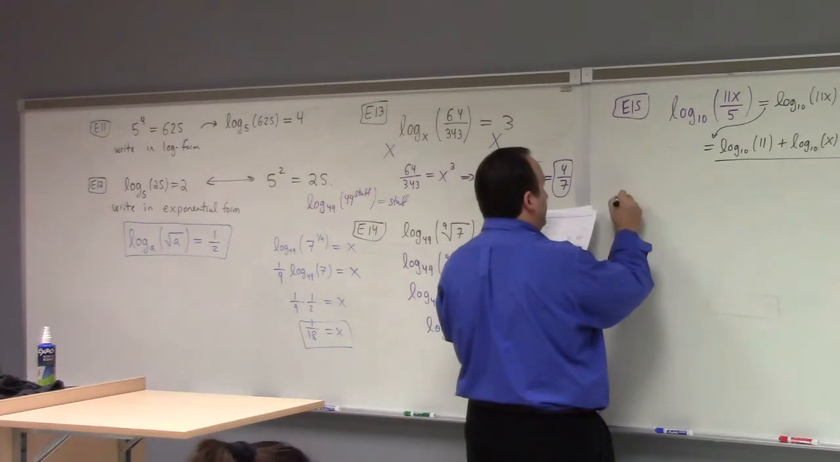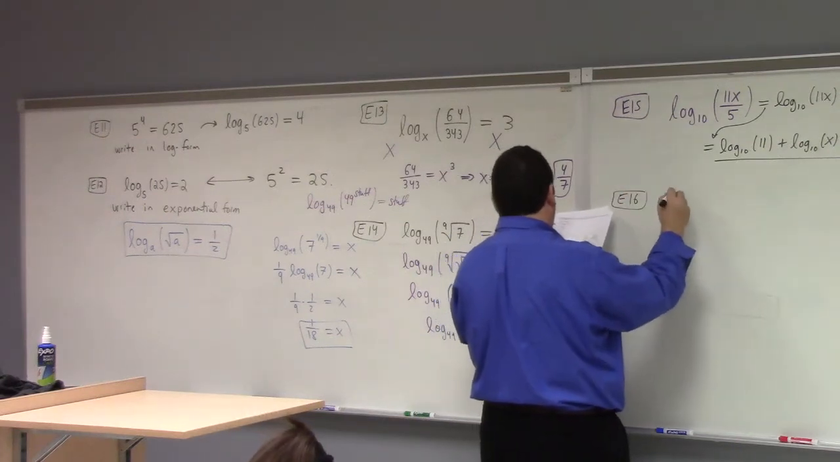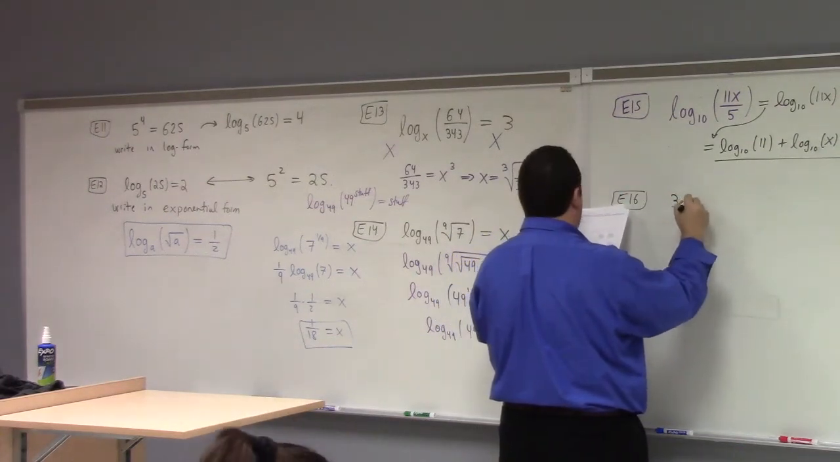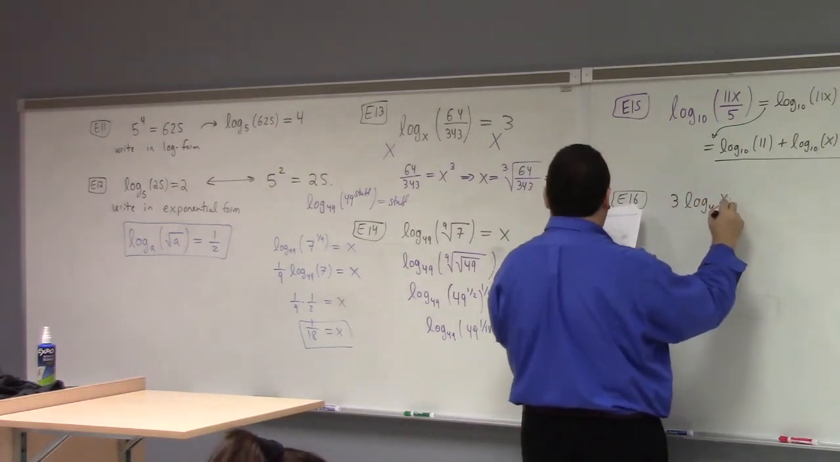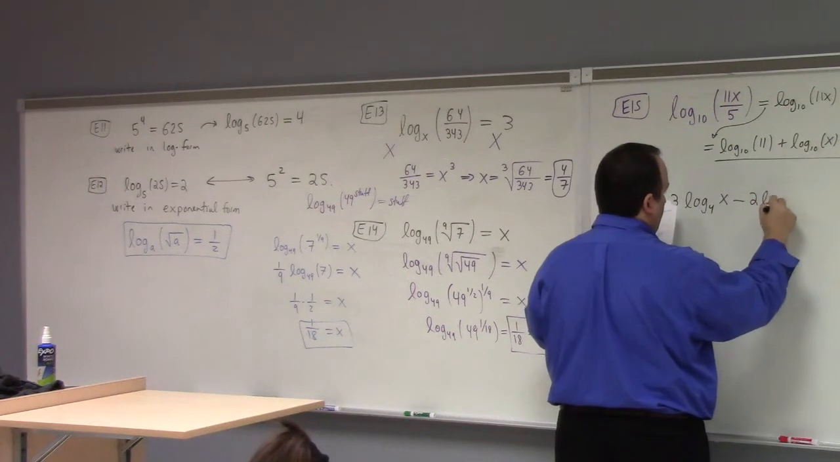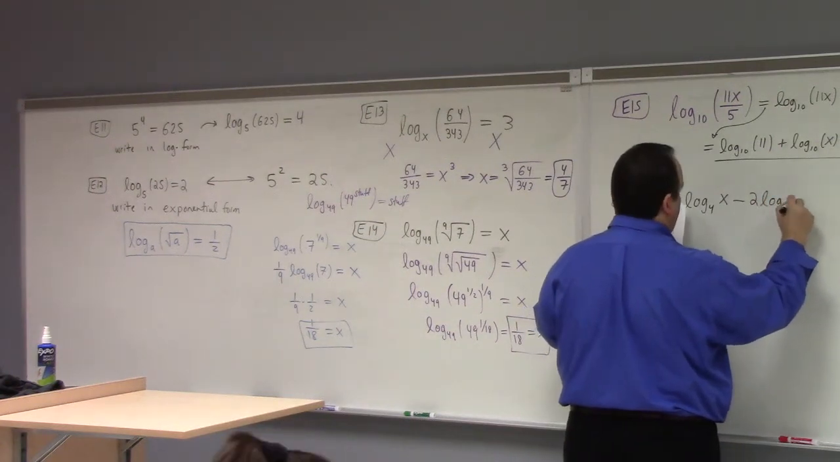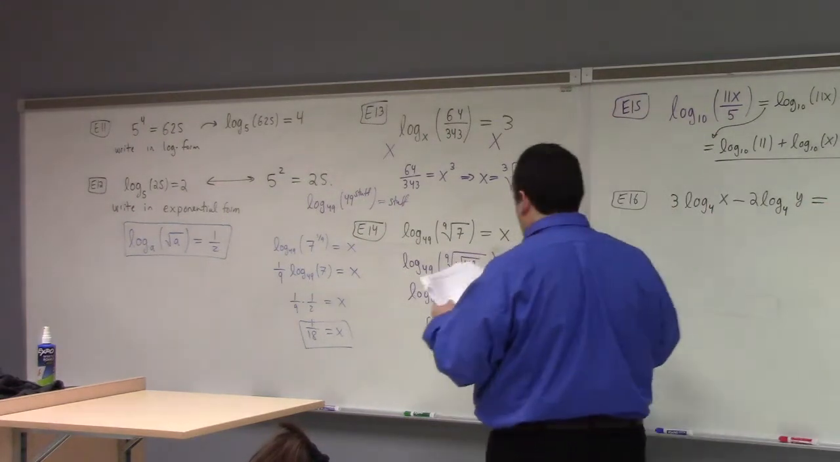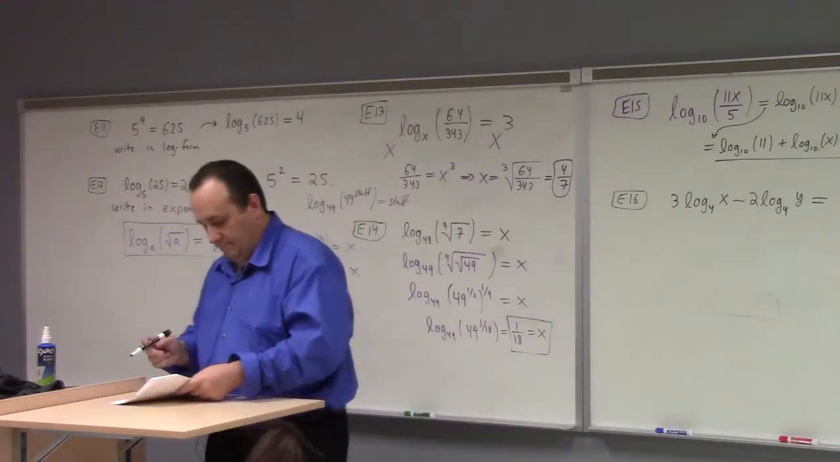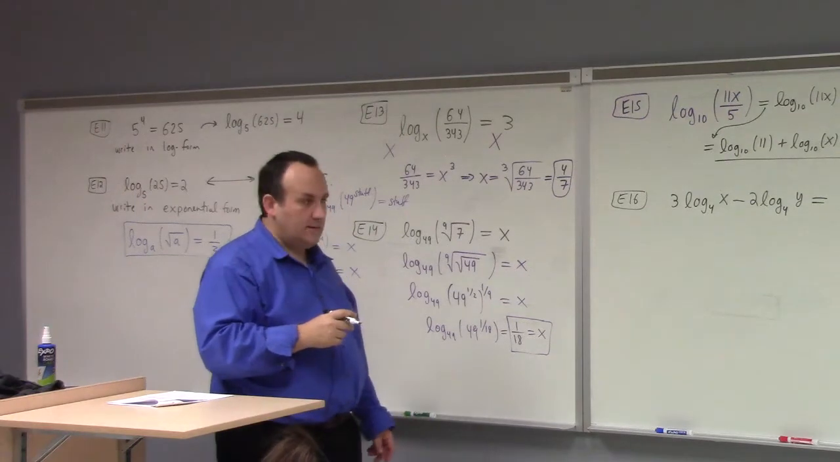There's another one here that goes the other way. So here they start with it expanded: 3 log base 4 of x minus 2 log base 4 of y. And you're asked to put it together in the log of a single thing.